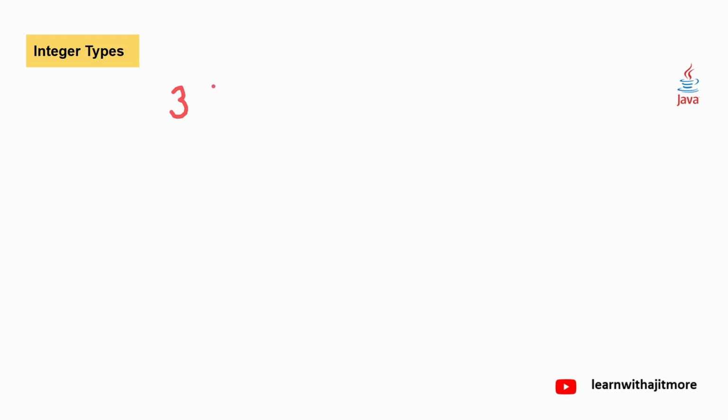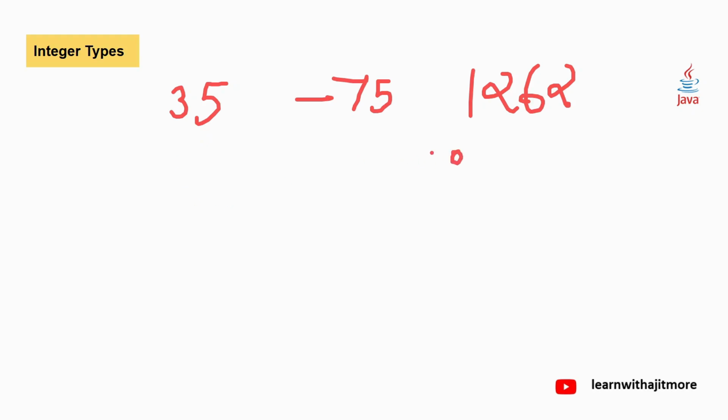Like you have 35, minus 75, 1262, whatever it is. Each and every number in the computer's memory is stored in its equivalent binary form. Like if it is 32, so 32's binary will be there. Like this is the 0th bit, 1st bit, 2nd bit, 3rd bit, 1 nibble. Okay, 4 bits make 1 nibble. 2 nibbles make 1 byte. Okay, 4th bit, 5th bit, 6th bit, 7th bit.